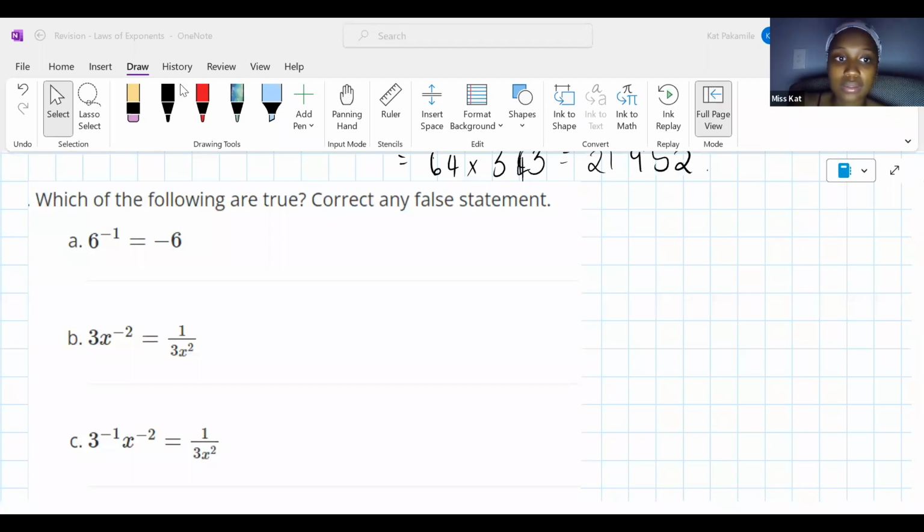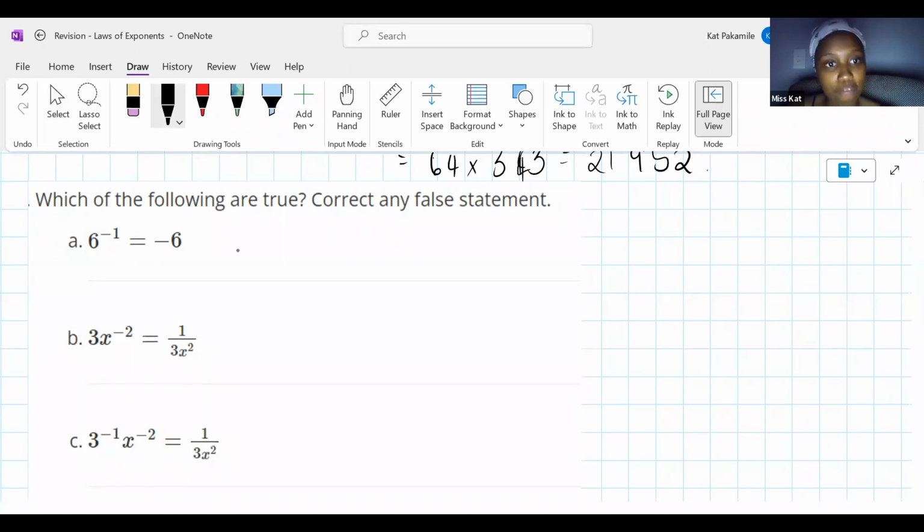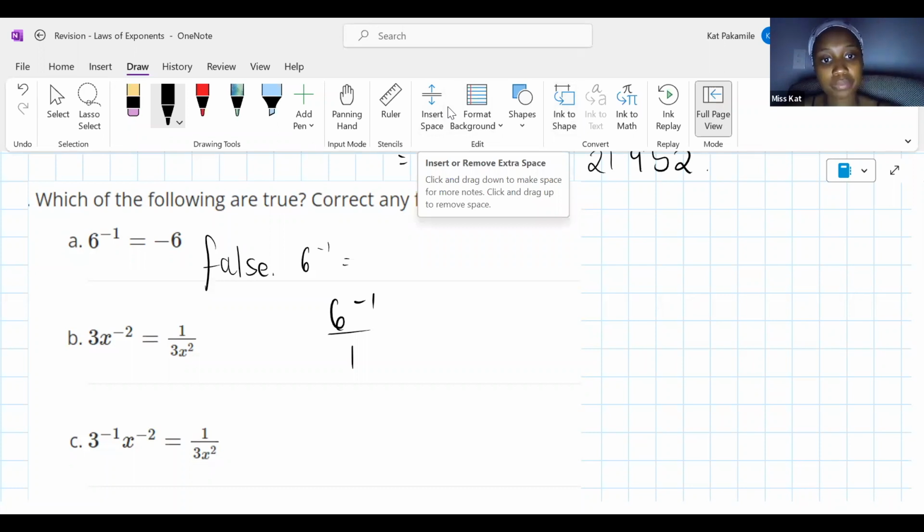Hello, ma'am. For A, 6 exponent negative 1 is false. Is that true? What is it supposed to be? Actually, ma'am, I haven't learned about negative exponents. Remember, if you have 6 to the power of negative 1 over 1, reciprocal means swap them. So take this one to the bottom, that one to the top.